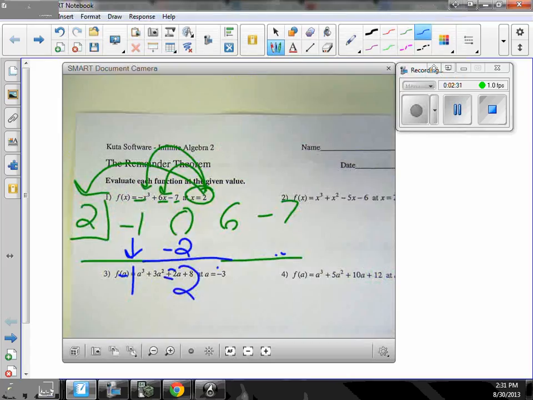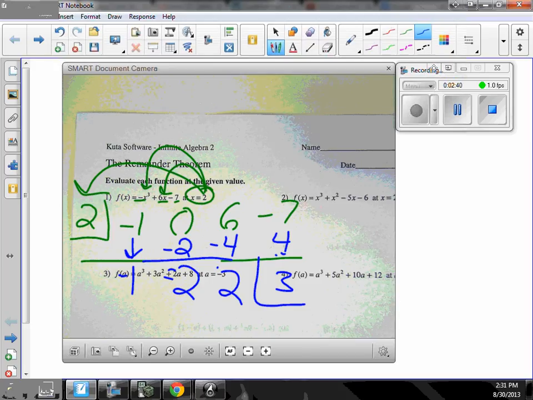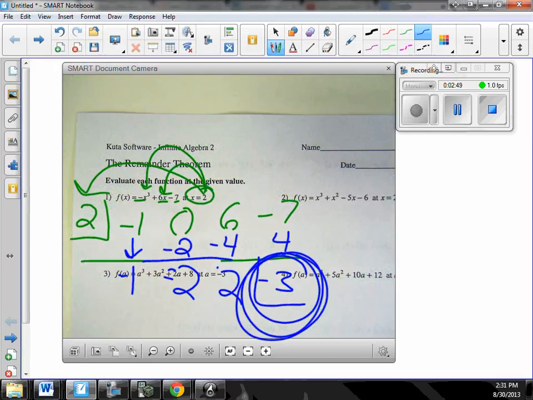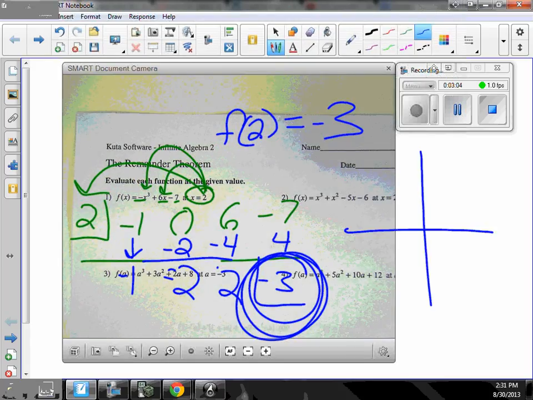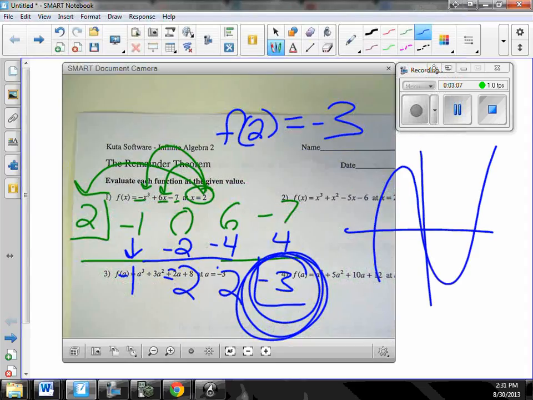-2. So that gives me -4, which is 2, which is 4, which is -3. Now, I heard somebody say it didn't work. We're not trying to make anything work here. This is my answer. So f of 2 equals -3. That's what I was looking for. So in this first set, all you want to know is the remainder. So on my graph, wherever it is, at x equals 2, y equals -3. So 2, -3. And this is the number I was looking for.